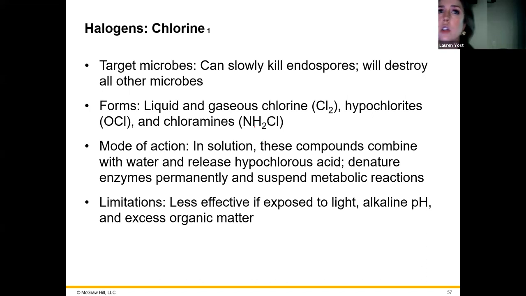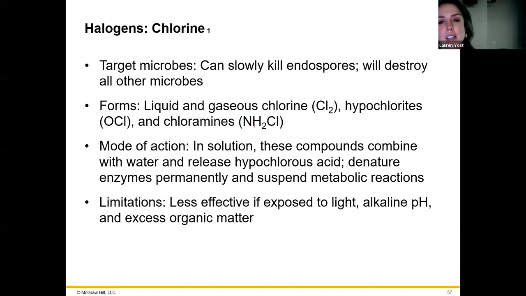Bleach, right? So it's very, very effective. Bleach is very effective. There's a reason why it's been used for decades and decades. Super effective. So chlorine compounds like bleach, we can include liquid and gaseous chlorine as well. So chlorine gas is pretty stout there.